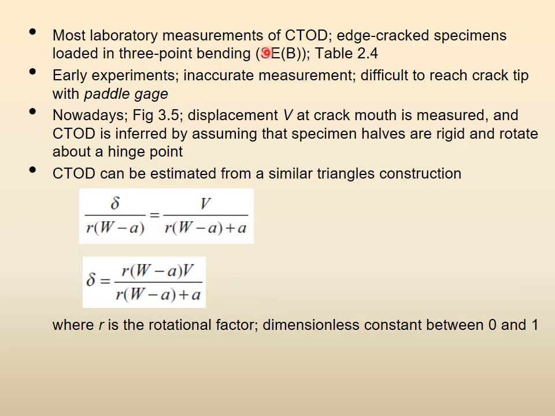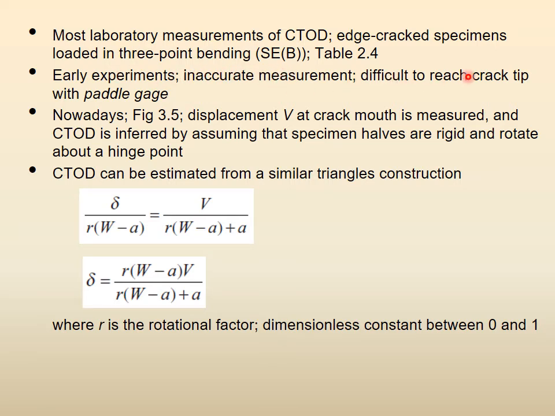In most laboratory measurements of CTOD, now this is a big jump. How it is done, we are not saying right now, but laboratory measurement of CTOD is major. Remember, the measurement of the crack extension was done by that direct potential, that big machine. So now we need some higher level method to measure the CTOD. Edge cracked specimens are loaded in 3-point bending, the SEB, single edge bending.